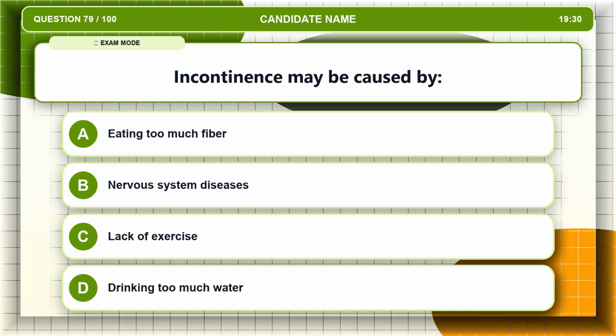Question 79. Incontinence may be caused by Option A, eating too much fiber. Option B, nervous system diseases. Option C, lack of exercise. Option D, drinking too much water.